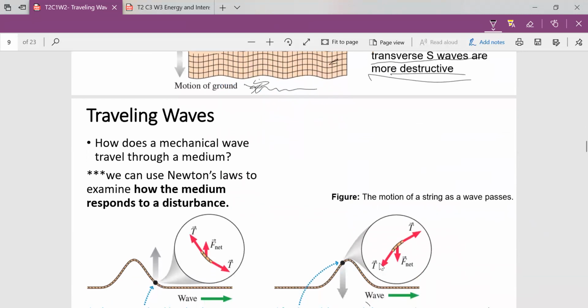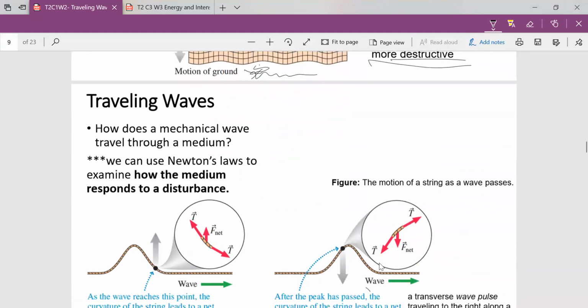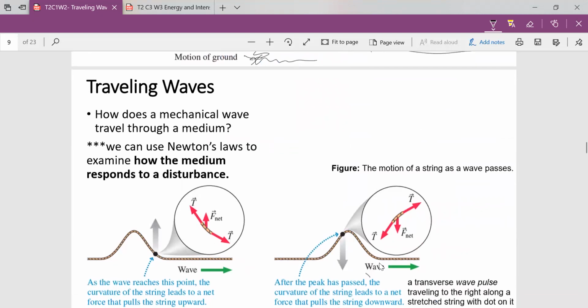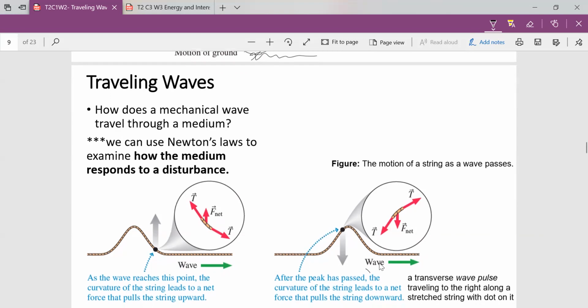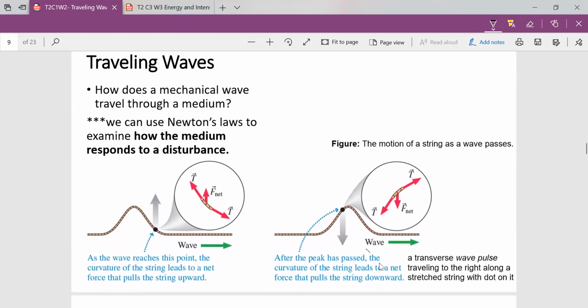So that brings us to the subject, traveling waves. When we say traveling waves, we're actually referring to a wave that can carry energy from point A to B. They are not stationary, they are in motion. So how does a mechanical wave travel through a medium? We have established that a traveling wave is the movement of a wave from point A carrying energy to point B.